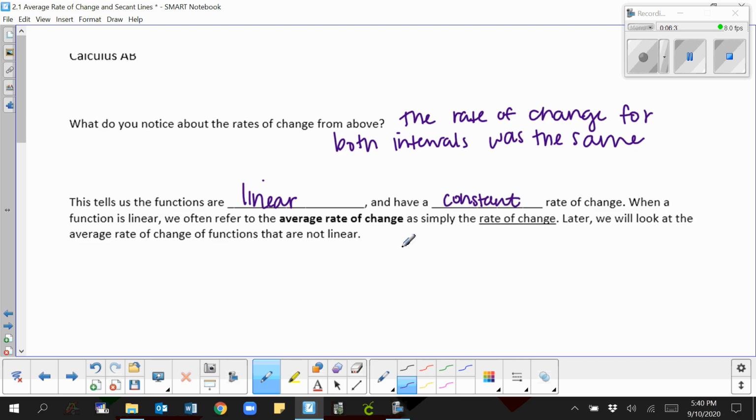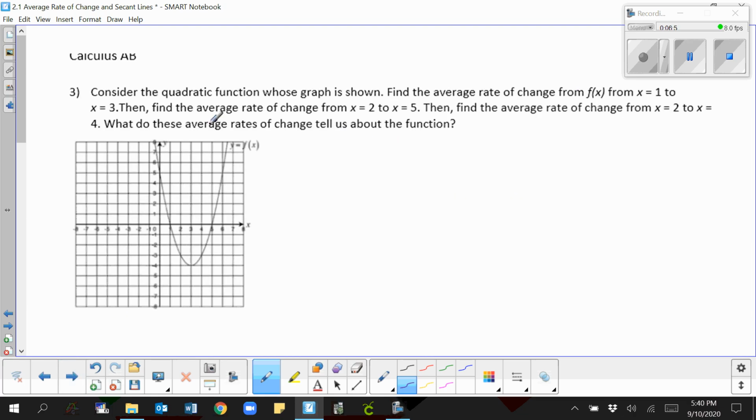is our slope. So now we're going to look at some average rate of changes of functions that are not linear. So what we've been doing so far has been our algebra, finding our slope. So now let's look at what happens when we're not looking at a linear function. So for this one, we have a quadratic. So this says, consider the quadratic whose graph is shown. Find the average rate of change from 1 to 3, from 2 to 5, and from 2 to 4. And then talk about what these average rate of changes tell us about the function.